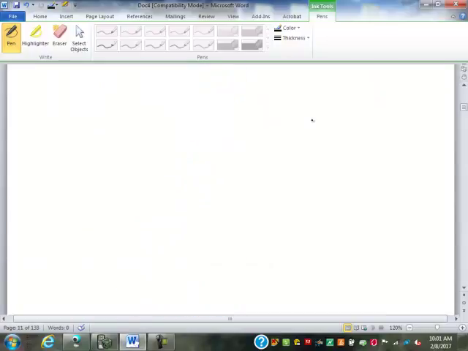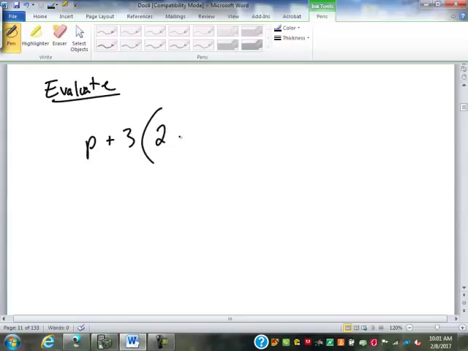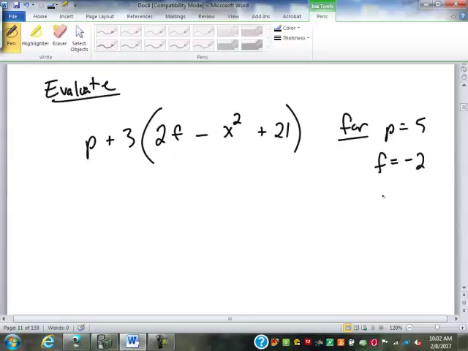You might be asked to evaluate something like p plus 3 times 2f minus x squared plus 21, for p equals 5, f equals negative 2, and x equals negative 3.